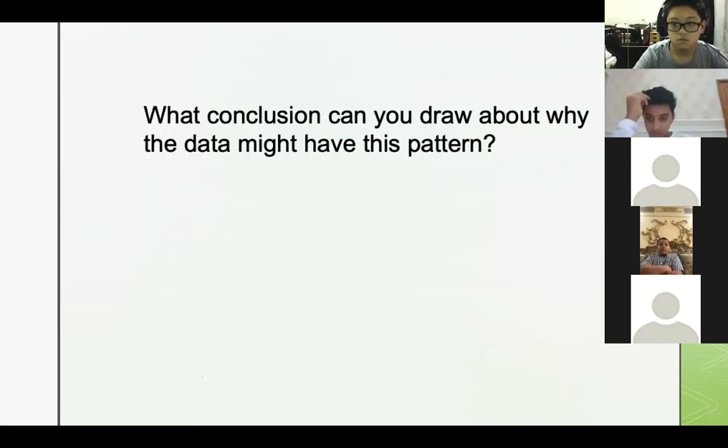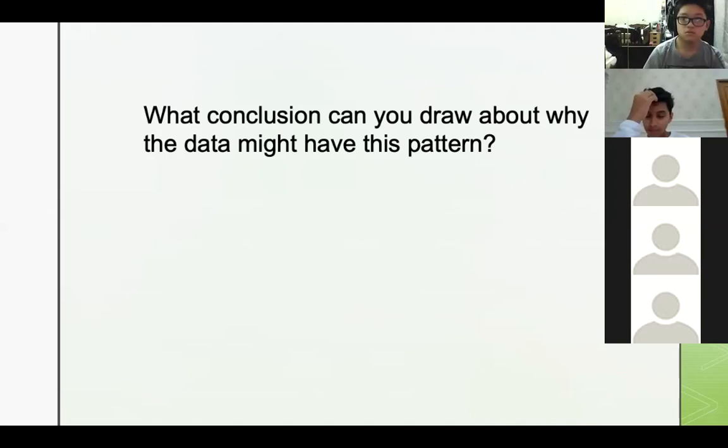Now, if I ask you this question, what conclusion can you draw about why the data might have this pattern? Why do you think that the data have this pattern? Why do I have only 2 clusters? Maybe the owner did it. You're close. Maybe what? It's not the owner did it. What did the friends do? They what? Arranged it. Okay.